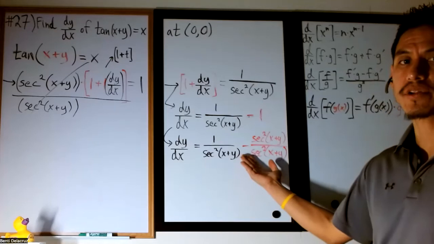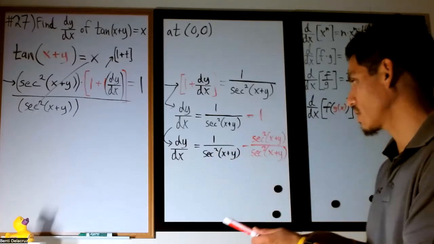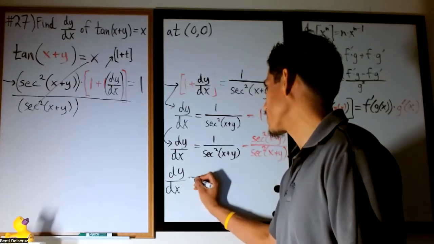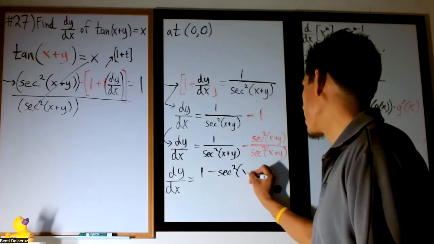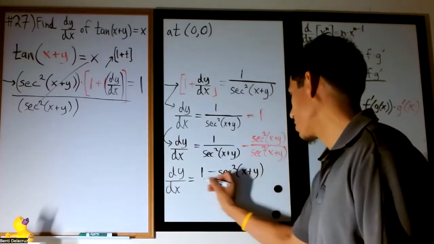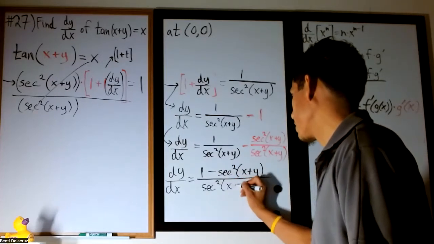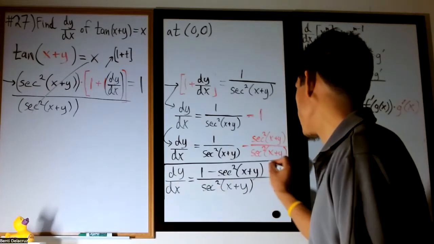So then all we really have on the right side is 1 minus secant squared of x plus y over the secant squared of x plus y. Then dy dx is equal to 1 minus the secant squared of x plus y, all over the secant squared of x plus y. So this is the equation of your derivatives.